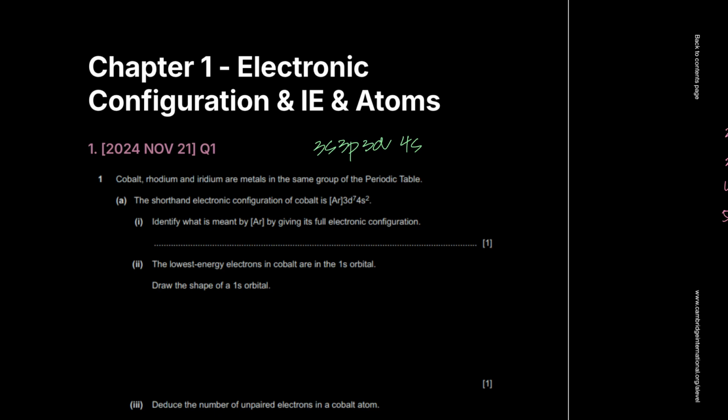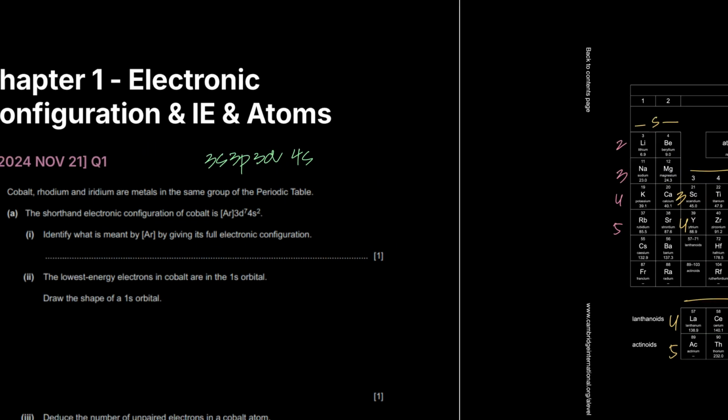Now it says the shorthand electronic configuration is argon. What does this argon mean? Well, you need to understand that shorthand electronic configuration helps us condense the electronic configuration, or otherwise we'd have to write the entire electronic configuration of cobalt, but we can shorten it up. What we do is we write the noble gas that comes before cobalt, and then we write the additional electrons for cobalt using the periodic table approach, and I've shown it right here.